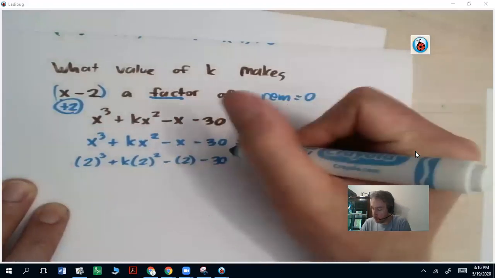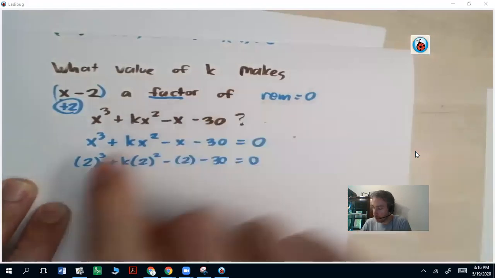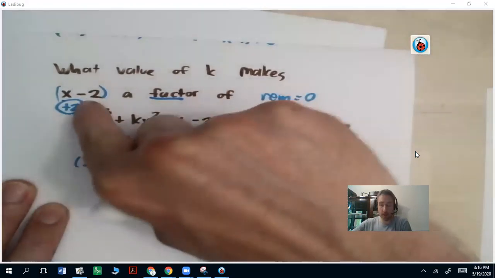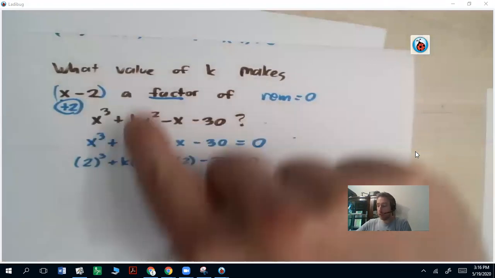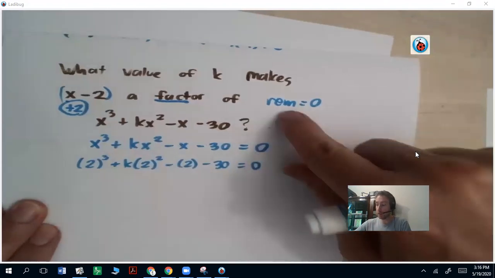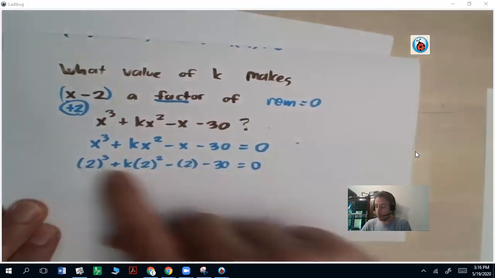But just like the remainder theorem states that you can plug in the number of the opposite of the expression that you're dividing by into the x value and set it equal to what the remainder is. And since the remainder should be 0, this is what you'd want to solve.